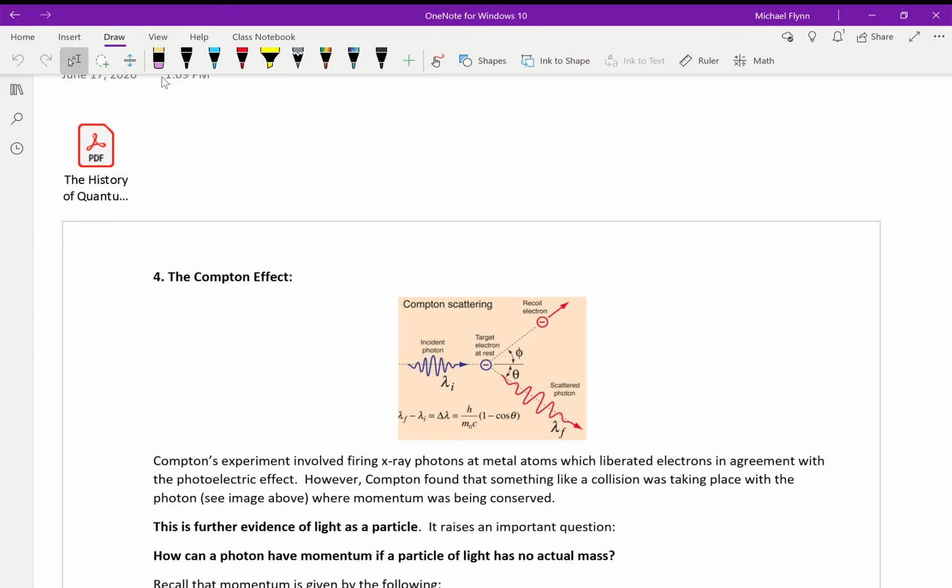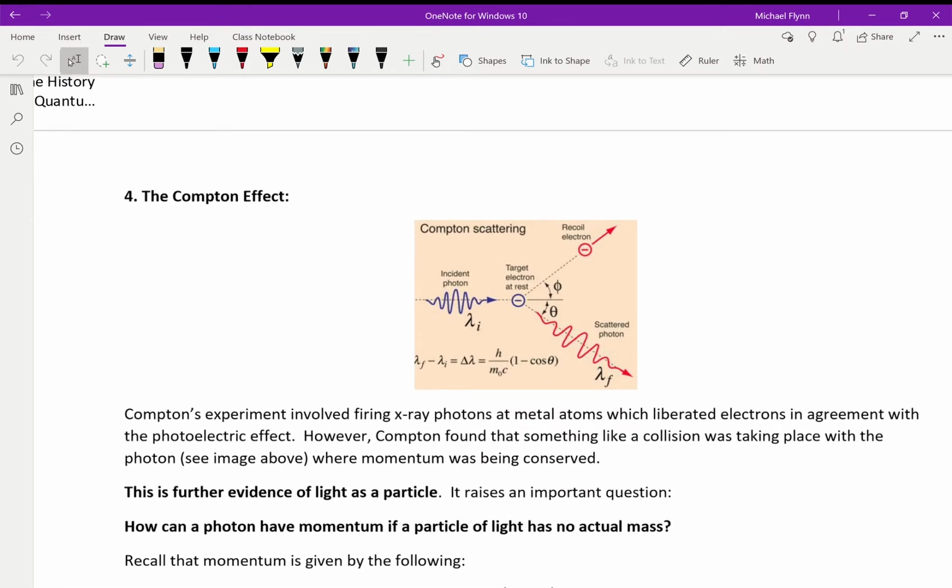We're just on our little march to finish the course, and today we're going to talk about the Compton effect, so I'm going to get right into it.